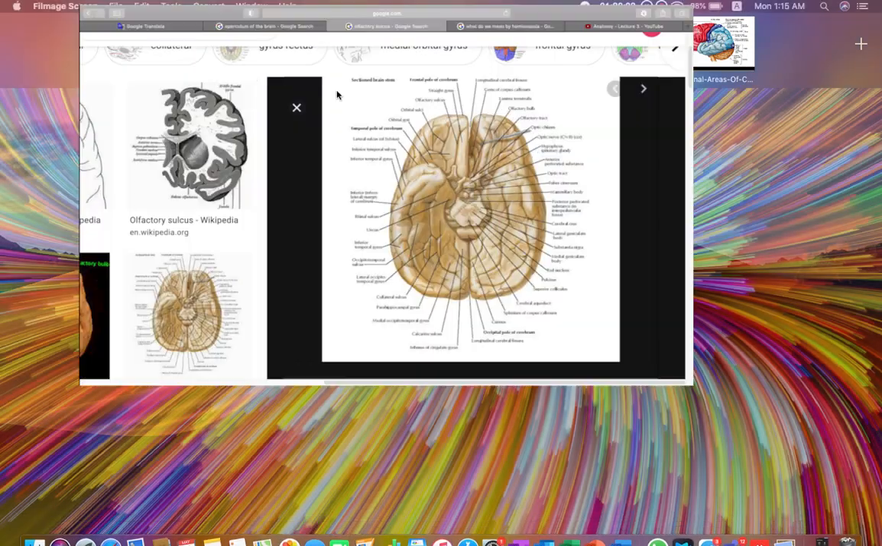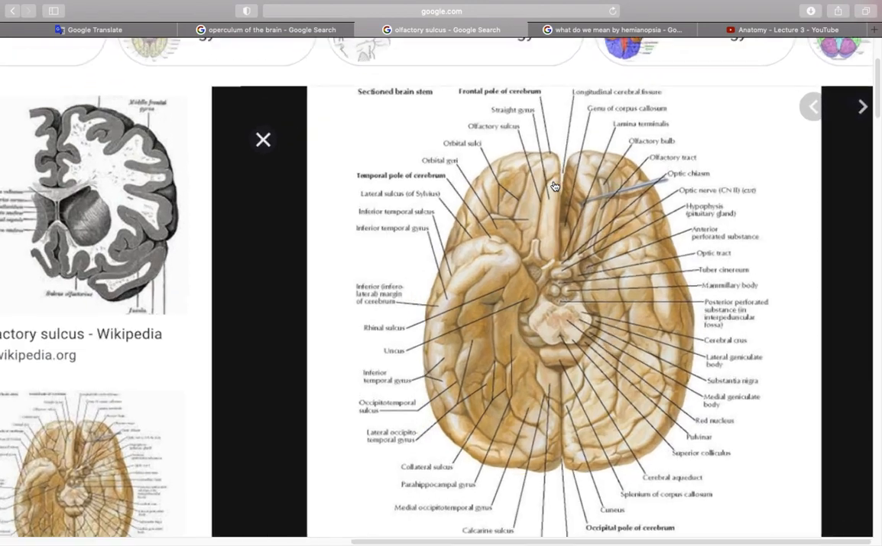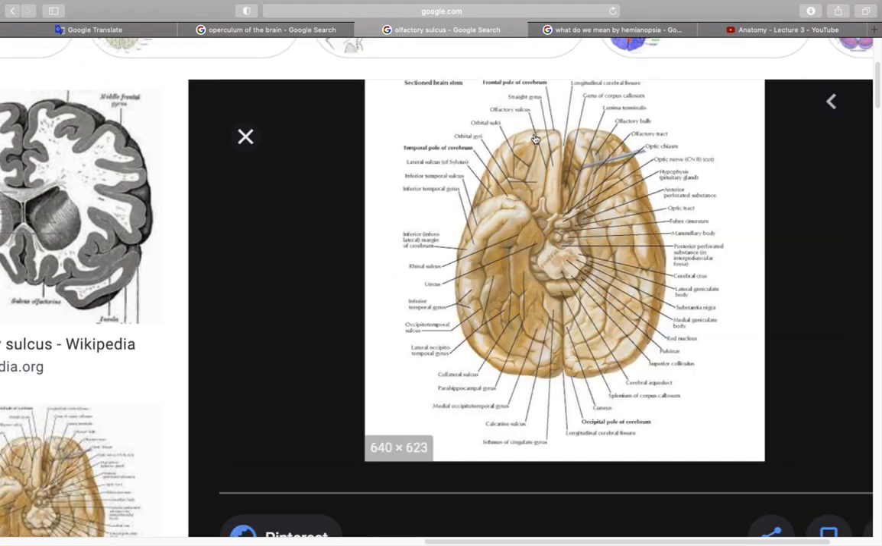Final thing, I want to talk about the olfactory sulcus. Here you'll be able to see the olfactory sulcus. The doctor mentioned that at the inferior view of the brain, we'll be able to see the olfactory sulcus. So this is the inferior border of the brain, the pons, the medulla oblongata going to the spinal cord. This is the olfactory sulcus.